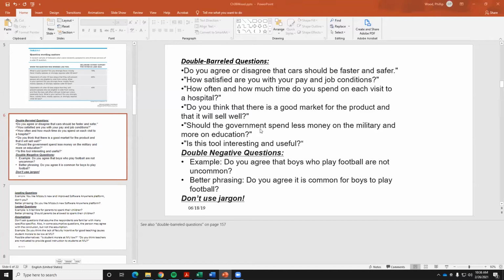Don't use jargon. That becomes a problem, especially in education and research, when we throw around terms like fMRI or significant, and we're not thinking about whether our participants understand what we intend with those words.